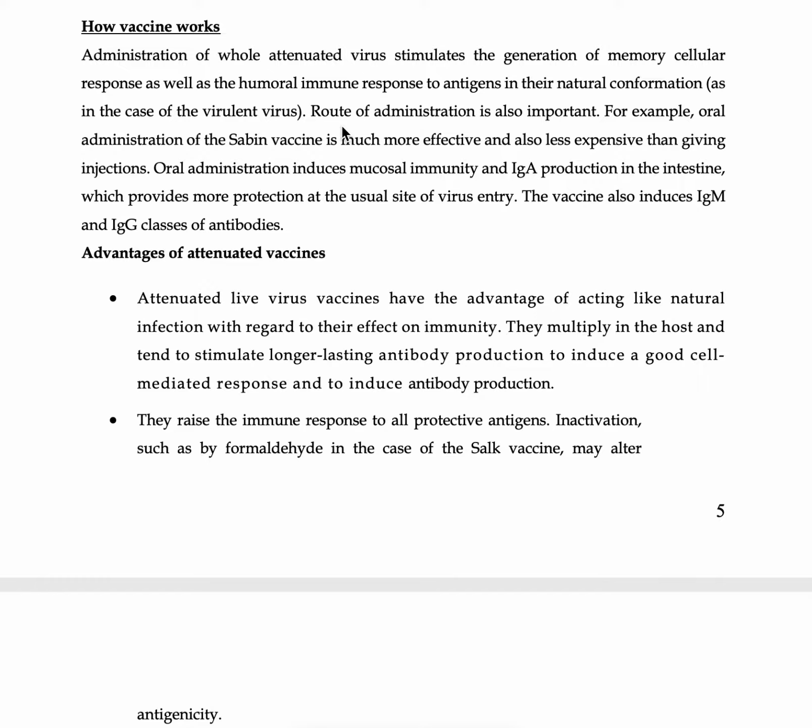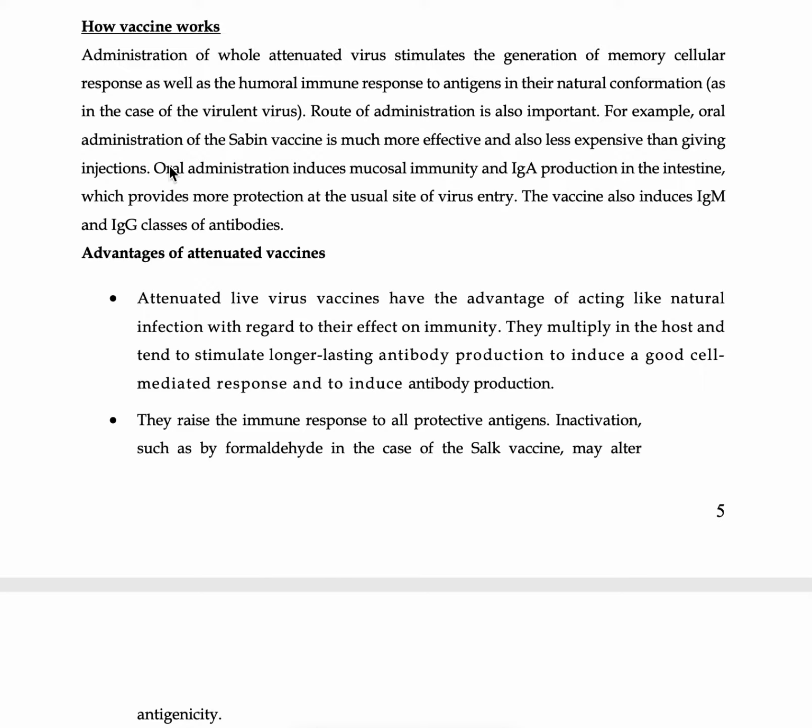For example, there is a very famous polio vaccine, the Sabin vaccine. Sabin vaccine is the most famous polio virus vaccine, and it's an oral vaccine, so it's very inexpensive, because if you have to give the vaccine by injection, it will become costlier. But as we can give the Sabin vaccine orally, it's cheap to administer, and also it is more effective. Why is it more effective?